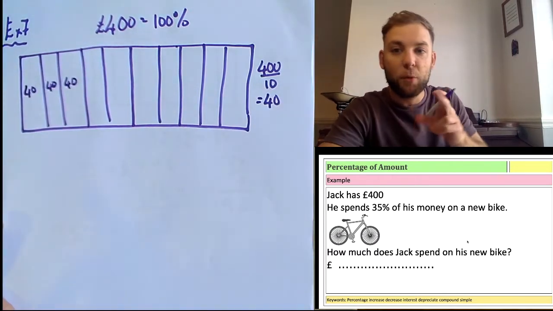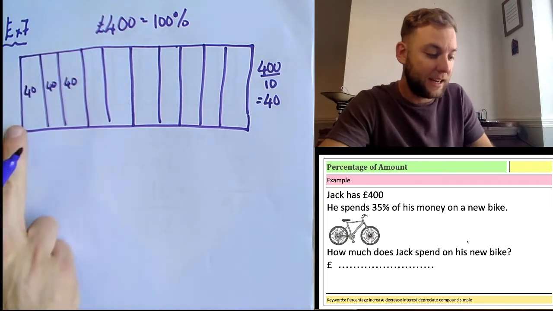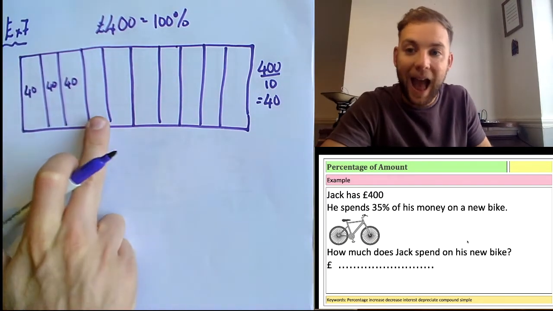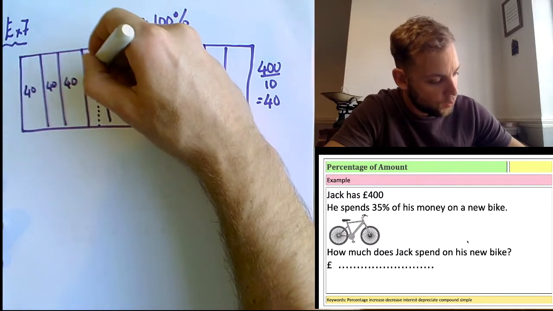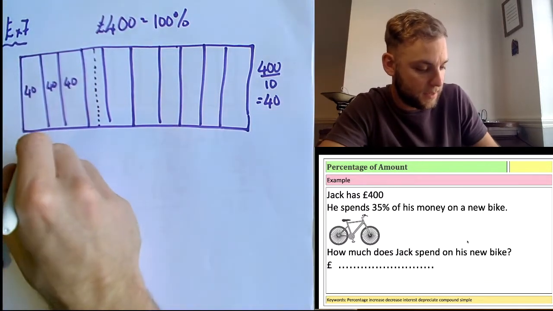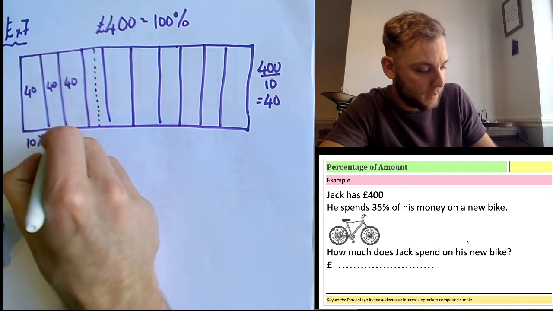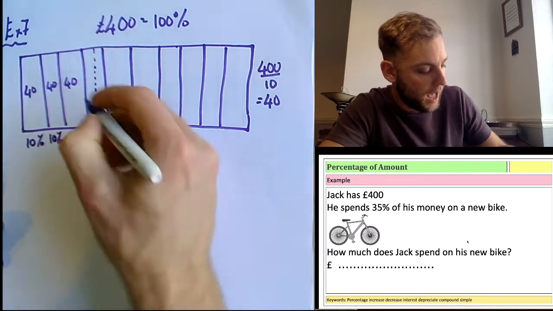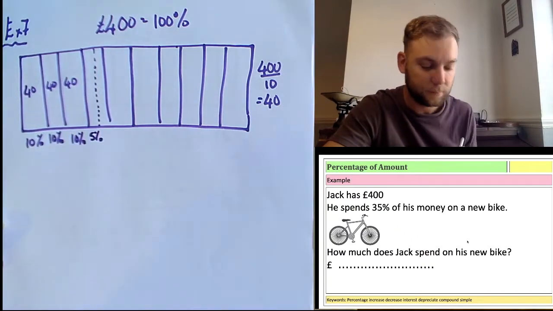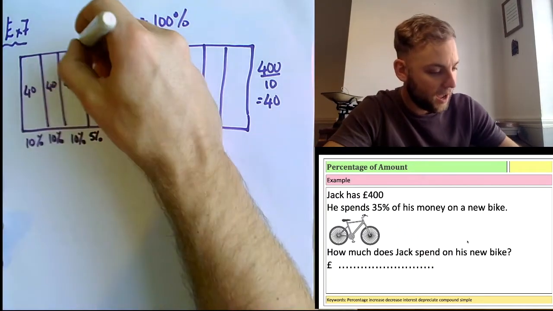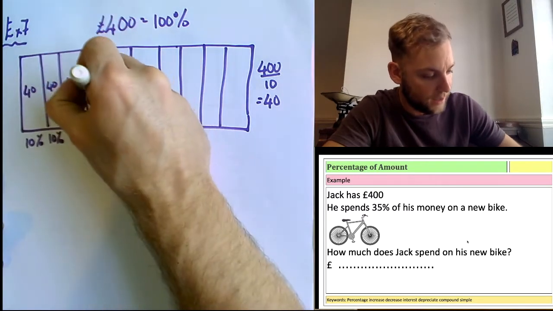Okay. If I want 35%, I'm going to need 3 of them and a half of 10%, which is the 5%. So what's a half of? So 10%, 10%, 10%. And here I want the extra, which is the 5%. Okay. So half of 40 is equal to 20 there.